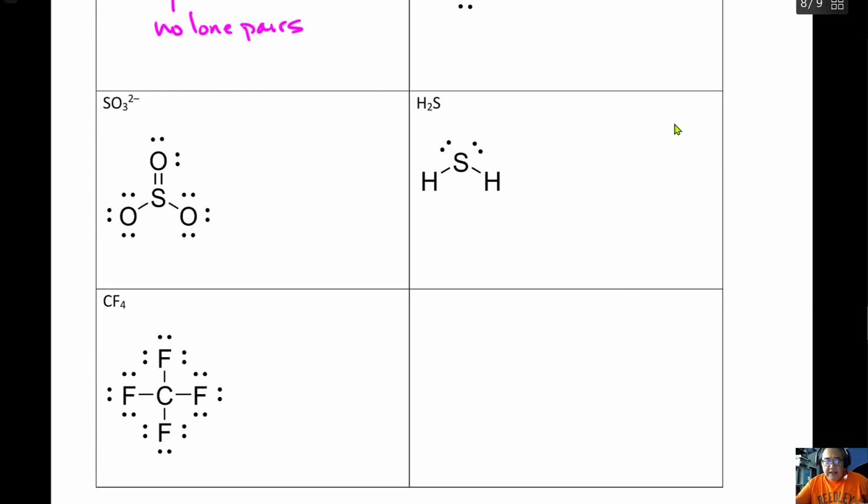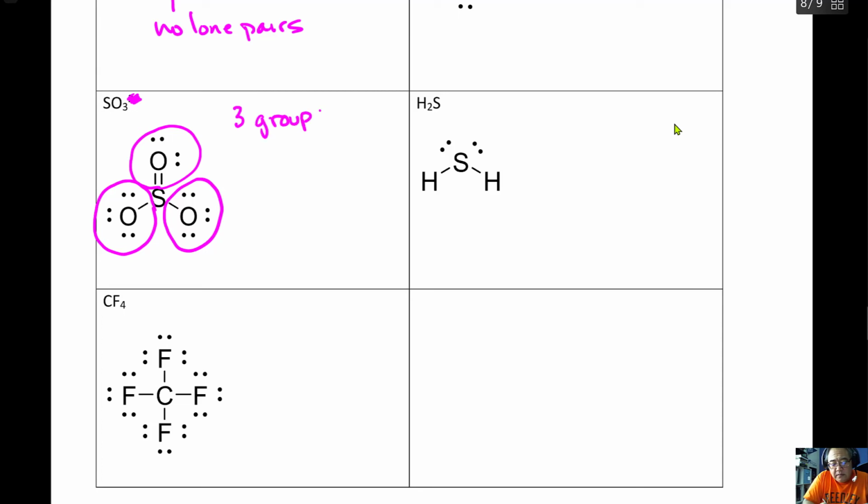Now, let's look at SO3. That's not SO3 2 minus. That's just SO3. When we look at SO3, how many groups do I have on the central atom? Again, it doesn't matter if it's a double bond, single bond, or triple bond. Those are all counted as one group, right? So this is one group here. This is one group here. And this is one group here. So now I have three groups and no lone pairs. And again, there are lots of lone pairs on this structure. There's just none on the central atom.